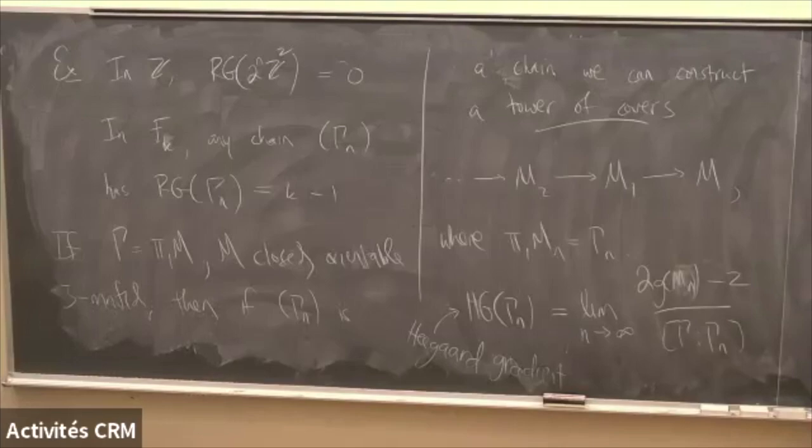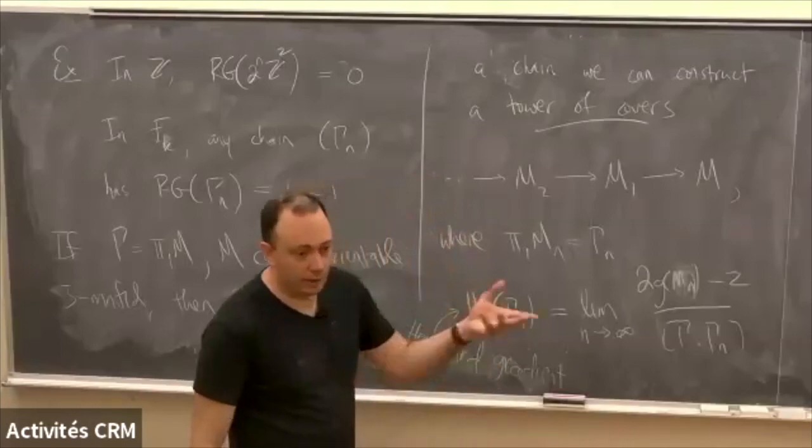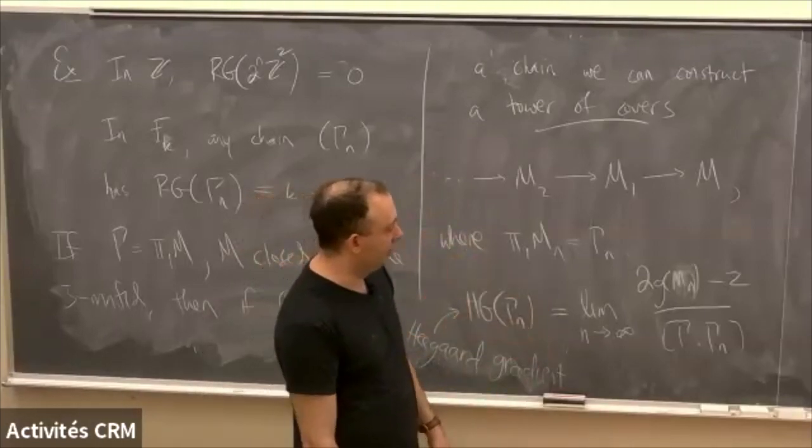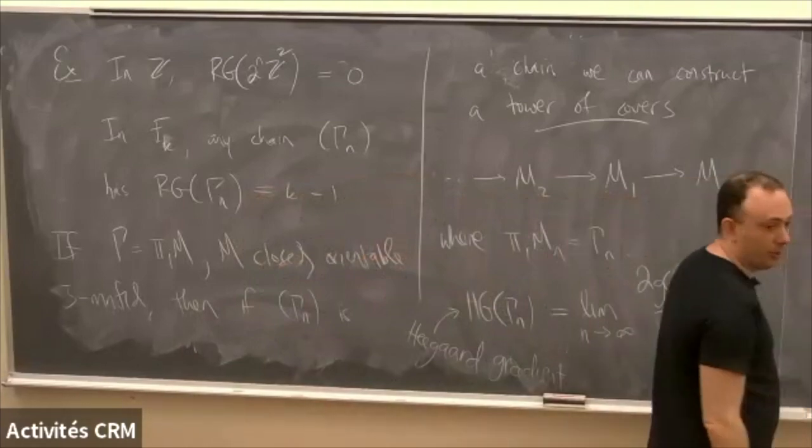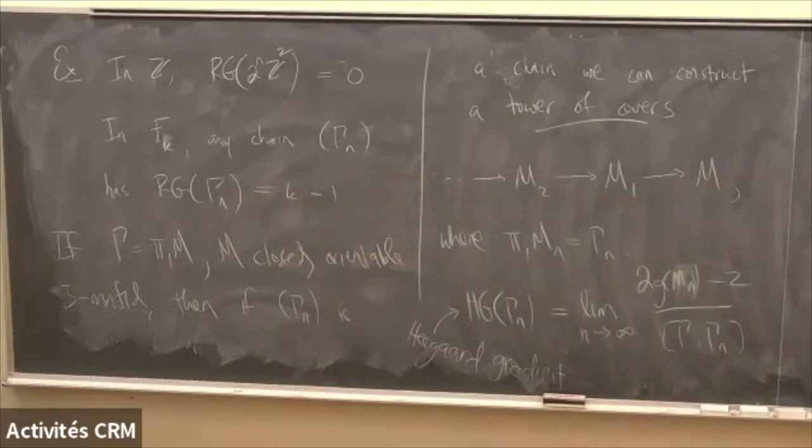How about this question: is there a tower of covers where the rank gradient is 0, but the Heegaard gradient is not 0? I'll go back and forth between writing Gamma_n and M_n, but the subgroups correspond to the manifolds. And this is open. So maybe I'll stop there for today, and we'll spend some more time next time talking about this.